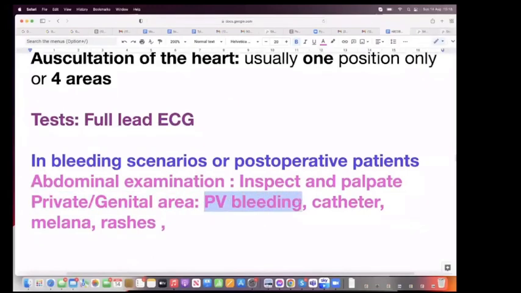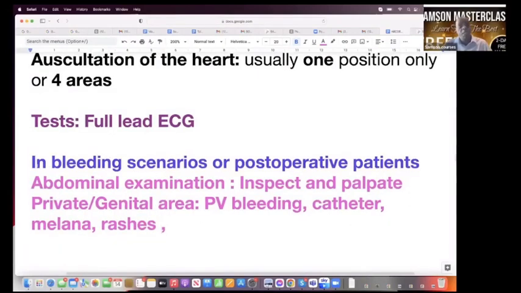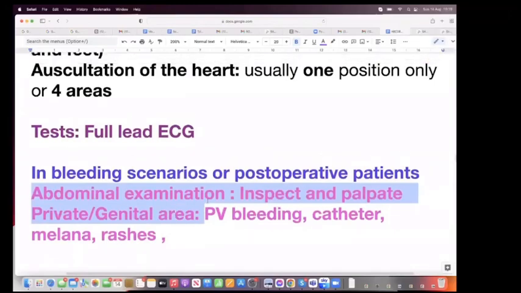We're talking about situations where there is a PV bleed, the catheters, is urine draining, so the urine output is good, okay? Is there any melena? If it is upper GI bleed, there is melena, okay? Any rashes, allergy, anaphylaxis may cause rashes in the legs, in the groin. So we need to do these things. So if it's a bleeding scenario, or it's a post-operative scenario, we have to do an abdominal and external genitalia inspection or examination.